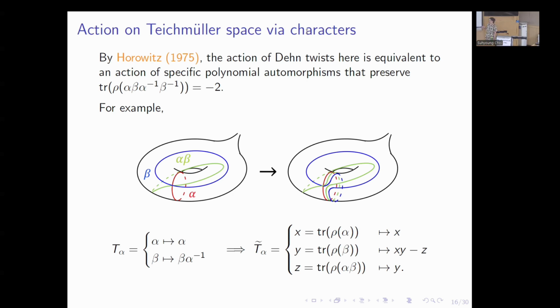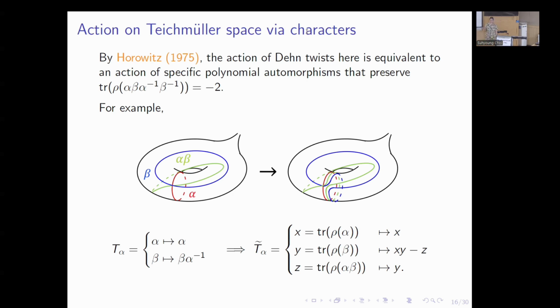This is going to induce a polynomial automorphism on these trace coordinates. So x is the trace of rho applied to alpha. This stays the same. Y is the trace of rho applied to beta, which goes to the trace of rho applied to beta alpha inverse. And applying trace identities, we get x, y minus z, and then we can do something similar for the last coordinate. Okay, so this is the polynomial automorphism we get when we're trying to understand the Dehn twist.